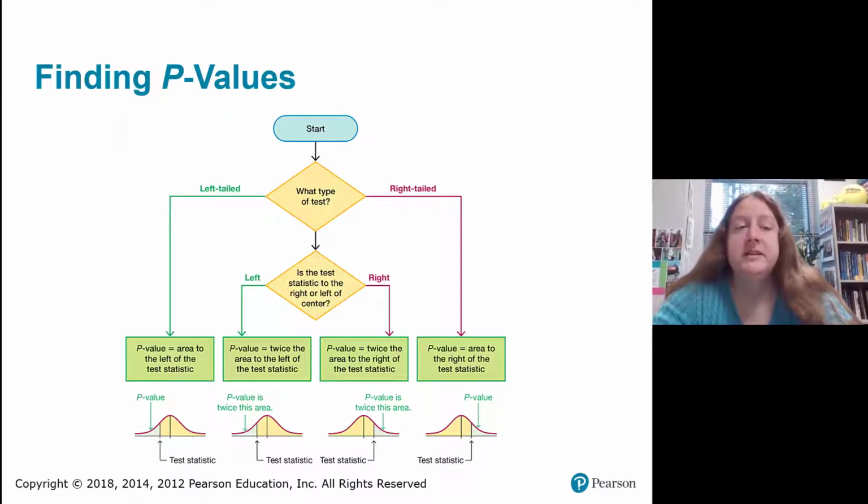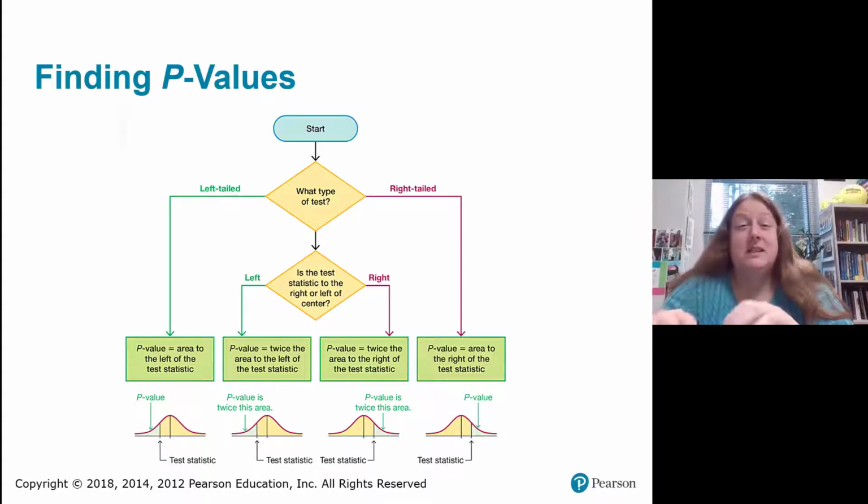So here's a table telling us how to find p-values. We start by asking, what type of test is it? It can be a left-tailed test, a right-tailed test, or the line going straight down, which isn't labeled, is for a two-tailed test. If it's a left-tailed test, we go to the farthest left box to find our p-value. If it's a right-tailed test, we go to the farthest right green box. And if it's a two-tailed test, we have to answer one more question: is the test statistic to the right or the left of center? Depending on whether it's left or right, we have two different things to do.